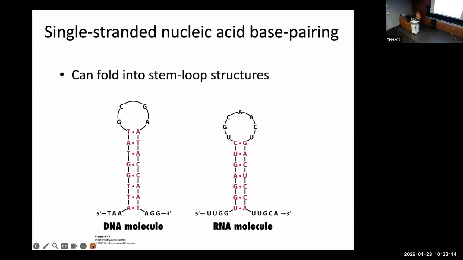Just to confirm, the stem loop is the longer structure, or is it the circle? So this is called the stem, the base paired portion, and the loop is the unbase paired portion. Okay. Yeah.